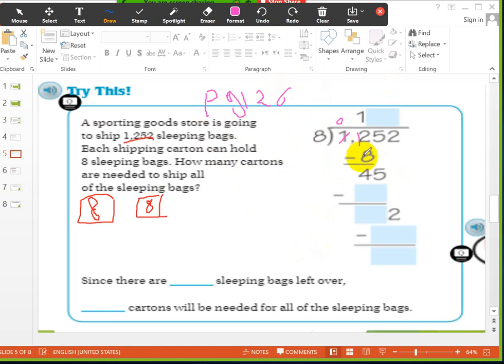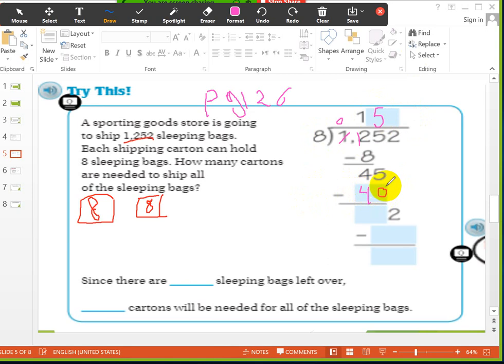Now I will regroup the number. So I will take the 5 and put it next to the 4, so it will be 45. Now 45 divided by 8. What is the number that I will multiply with 8 that will give me the closest answer to 45? The number will be 5, because 5 multiplied by 8 equals 40. So I will put 5 in the tens digit. Now 5 multiplied by 8 equals 40, so I will write 40 here.